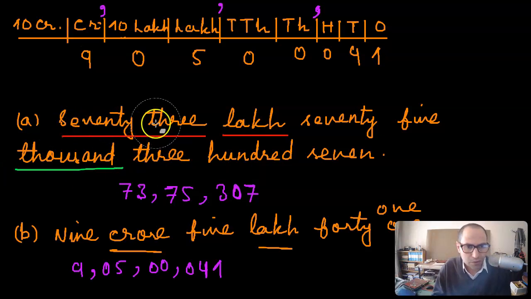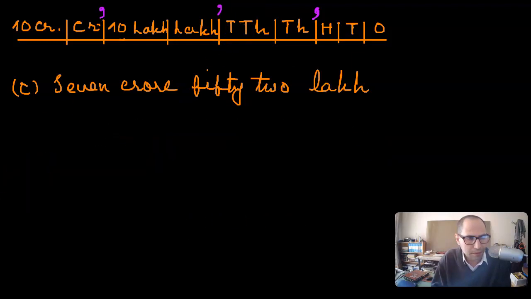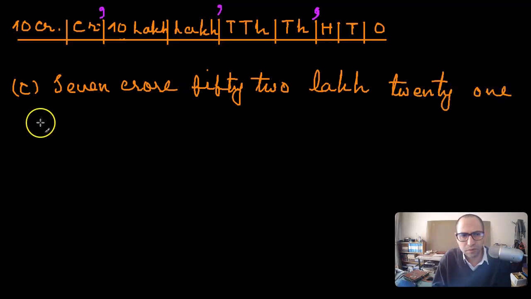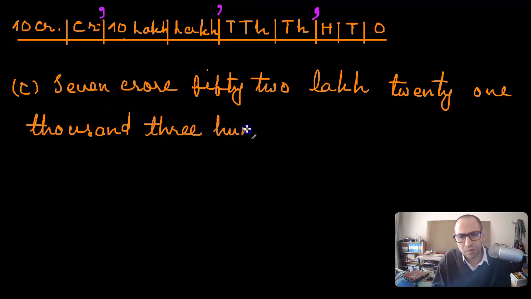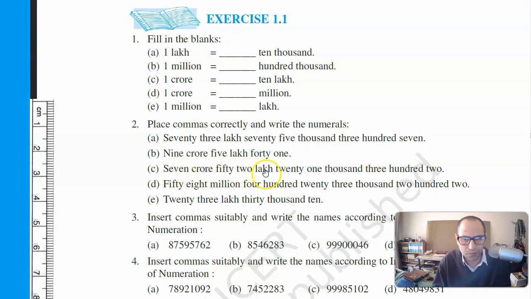The third part of this question, which is part C, the number is essentially 7 crore 52 lakh 21,302, right? This is exactly how the number has been written in the text, meaning 7 crore 52 lakhs 21,302, right?